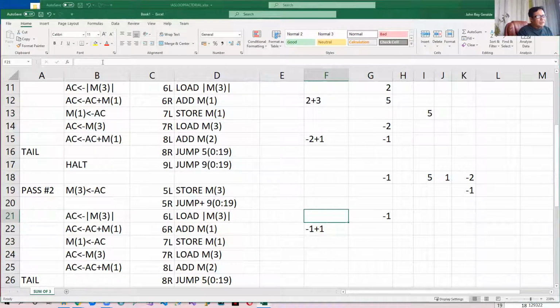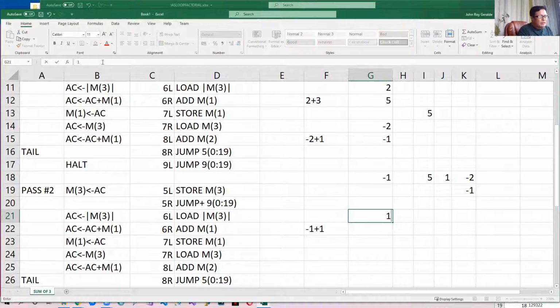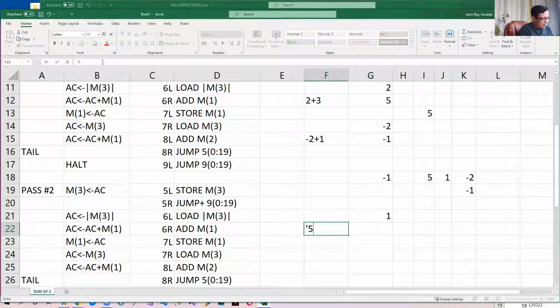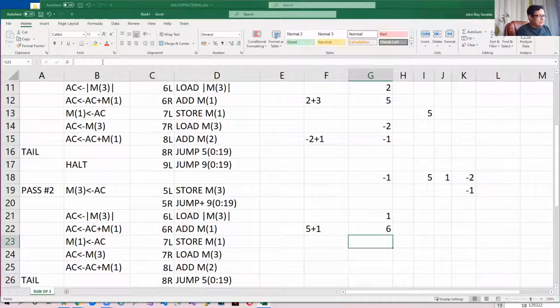Sorry. Load positive of M3. This absolute load absolute. So this is 1, no? And then we have add M1 now is 5, okay? If I'm getting lost here now, I'm sorry for that. 5 plus 1. Okay, 5 plus 1, this becomes 6. And store M1, this becomes 6.